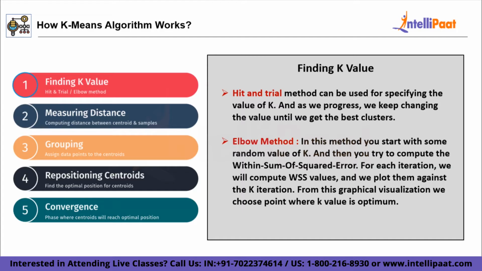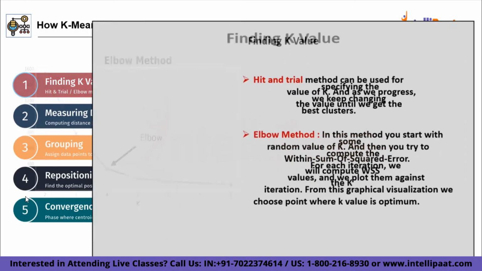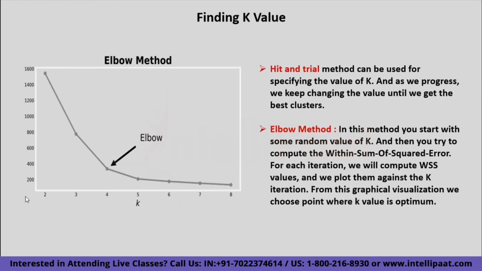Even in this method, you start with some random value of k and then you try to compute the within sum of squared error. What this metric means is that for each cluster, you try to compute the distance of individual data points from the centroid. You square it and then you sum it up. Furthermore, you combine these SSEs to compute the value for WSS. Now the next thing I'll do is compute these WSS values when k is equal to 3, 4 and 5 and so on. And after all these computations, I'll plot a graph for WSS versus k.